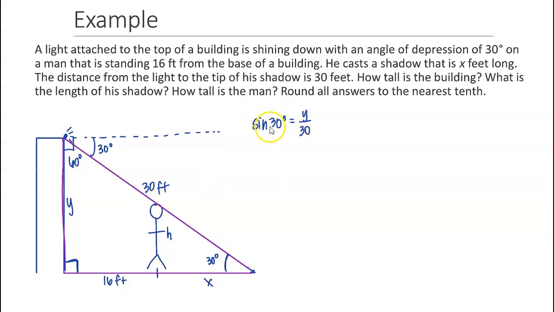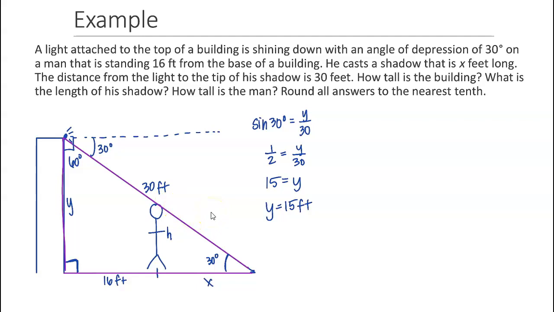Now here, sine of 30 degrees, we don't need a calculator for that. That's on the unit circle. We know that's 1/2. So 1/2 is equal to y over 30. Multiply both sides by 30. 1/2 times 30 is 15. So y is equal to 15. Now 15 what? Our units of distance here are feet. So the height of the building, y, is 15 feet.